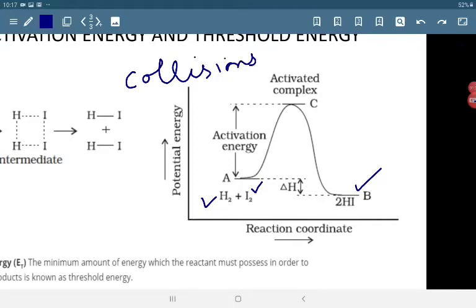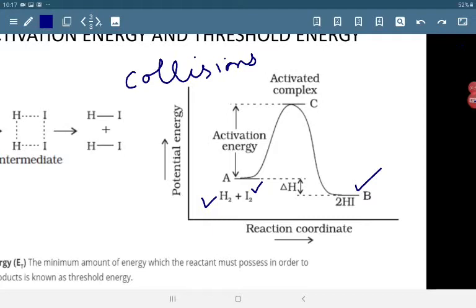But all the collisions are not effective collisions. Only those collisions are effective which are associated with some minimum quantity of energy called threshold energy. And what is an effective collision? That collision which results in the breaking up of bonds in the reactant so that reaction can take place. So this A represents the average energy of the reactants, and here at room temperature the collisions are taking place, but those collisions are not effective because those collisions are not associated with sufficient energy.